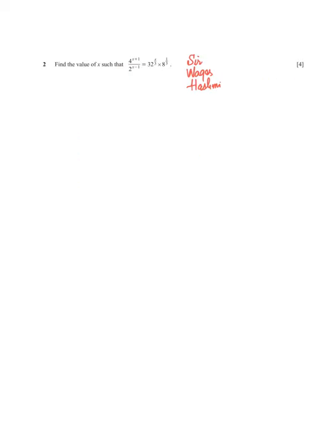In question number 2, it says find the value of x if 4 to the power x plus 1 divided by 2 to the power x minus 1 equals 32 to the power x upon 3 into 8 to the power 1 upon 3. So first thing, it says 4 to the power x plus 1. So what is 4? 4 is basically 2 squared, divided by, in the denominator, 2 to the power x minus 1, equals 32, which is 2 to the power 5 and whole power is x upon 3, times 8, which is 2 to the power 3 and whole power 1 upon 3.